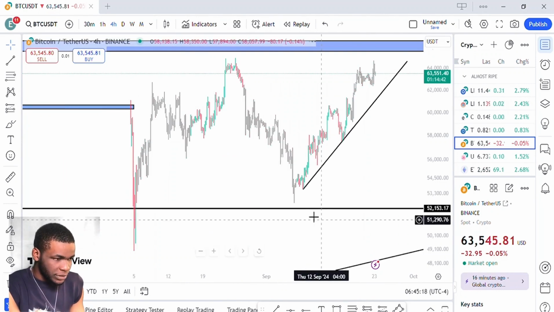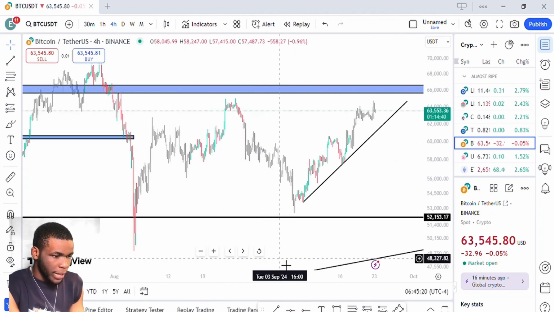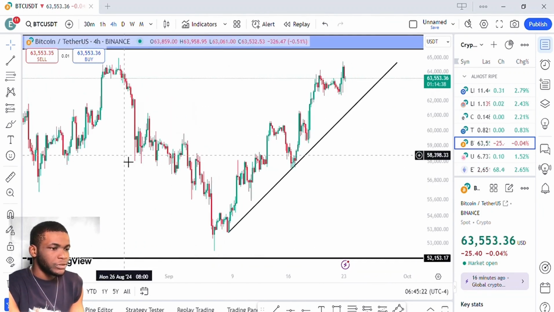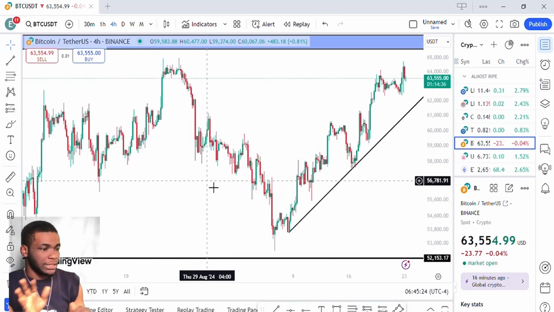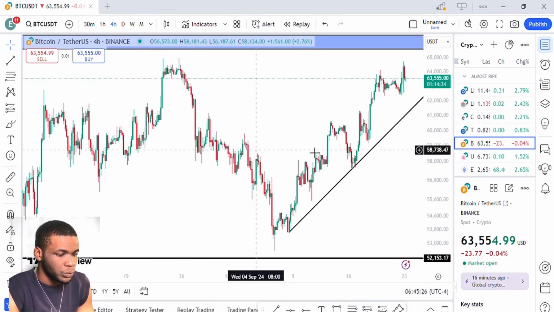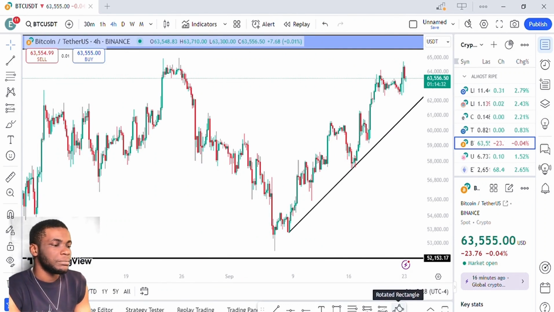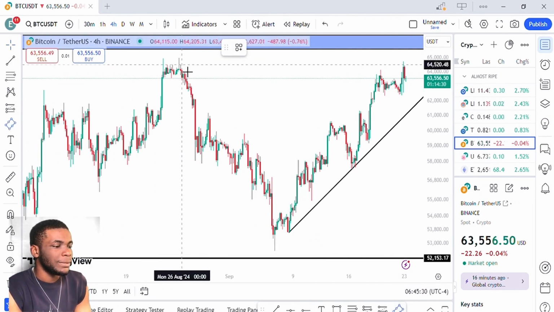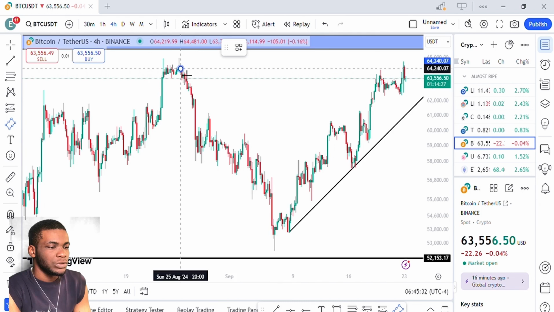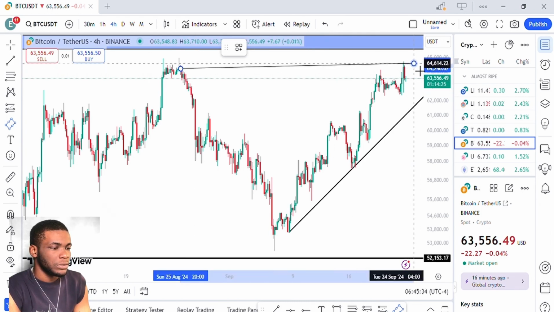So from this point, let me make this a bit wider. Once an SMC trader comes into this point, he pulls... what is this called? Order block. So they'll put something like an order block here.